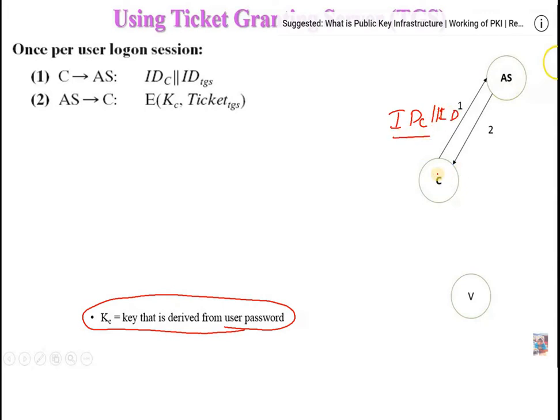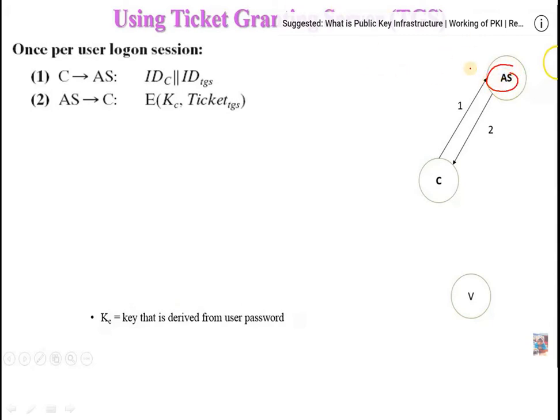IDC is nothing but the identification of C. So how is this C identified? It is identified by its username and password. So what will AS do? AS will receive that username and password, and by using that password it will generate a key that is called KC. Then it will generate a ticket TGS, and this ticket TGS is encrypted by this KC and sent back to the client. I hope this is clear to all of you.